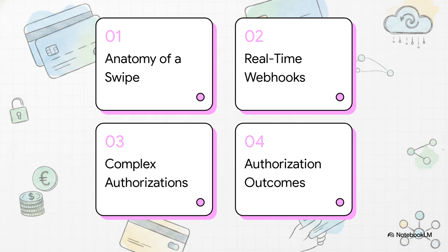Okay, let's dive into this. Here is our roadmap for today. Number 1, the anatomy of a swipe. Number 2, managing real-time webhooks. Number 3, navigating complex authorization types. And finally, number 4, understanding authorization outcomes.